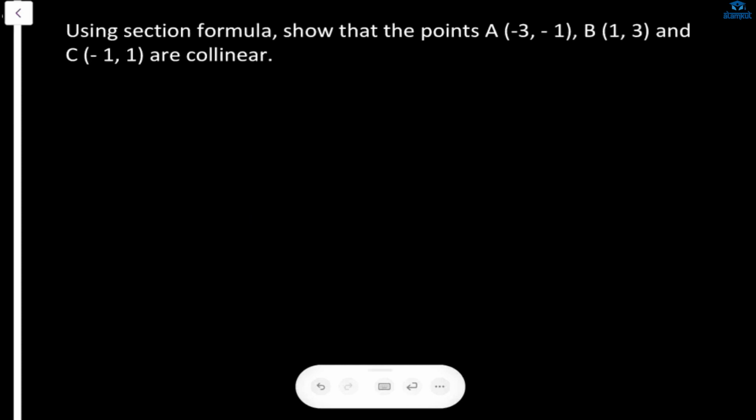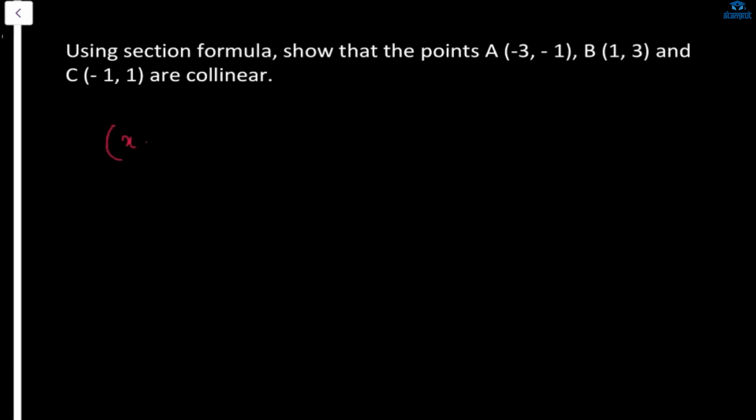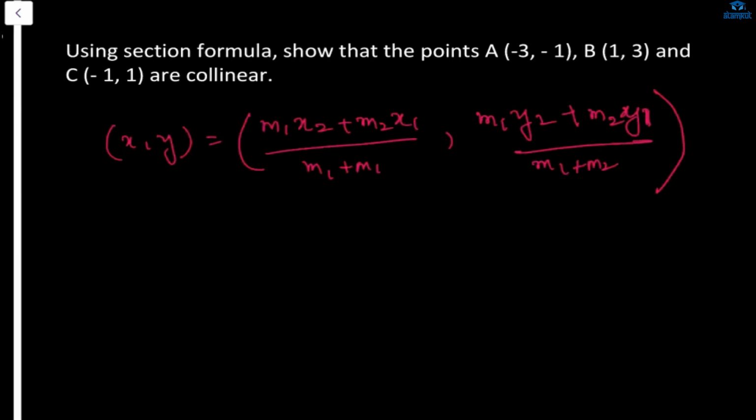Ma'am, can you use the formula that K into 1? I'm writing here. You can write the formula. You know the section formula? You have to apply the section formula only. X comma Y is equal to (M1 X2 plus M2 X1) upon (M1 plus M2). Here M1 and M2 you are going to assume as K and 1. This is the section formula.